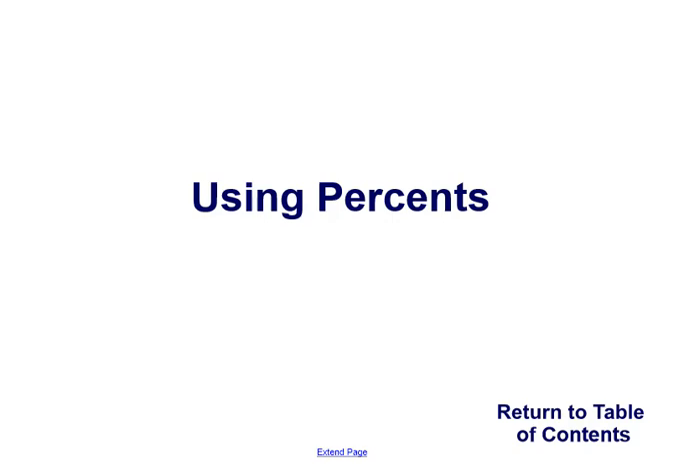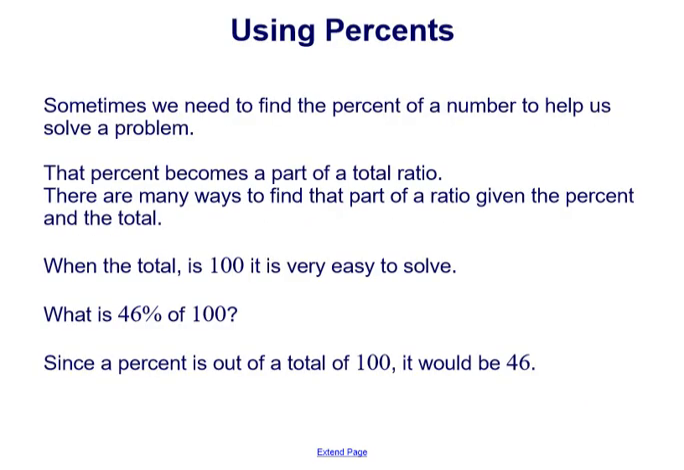Using percents. Sometimes we need to find the percent of a number to help us solve a problem. That percent becomes a part of a total ratio. There are many ways to find that part of a ratio given the percent and the total. When the total is 100, it is very easy to solve.